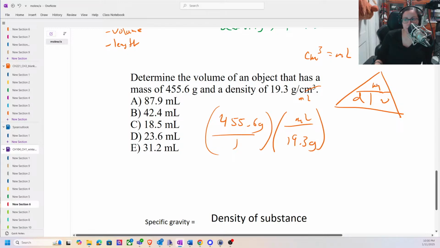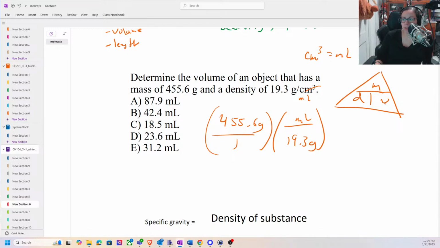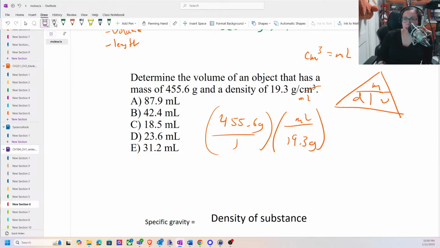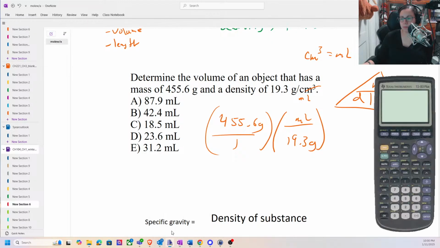Double checking with our triangle trick. Yes, mass divided by density gives us volume. If we cover the volume on our triangle, that's what we're solving for: mass over density. So now we do that, and we get 23.6, so D here for our answer.